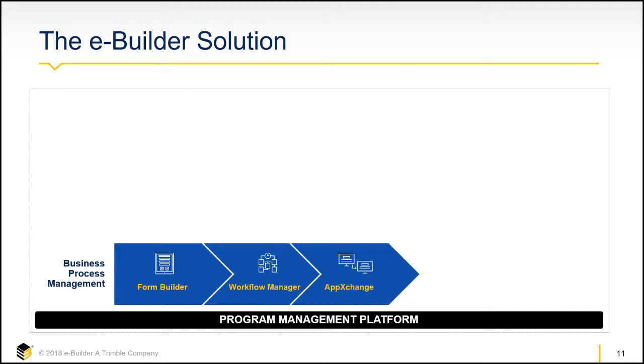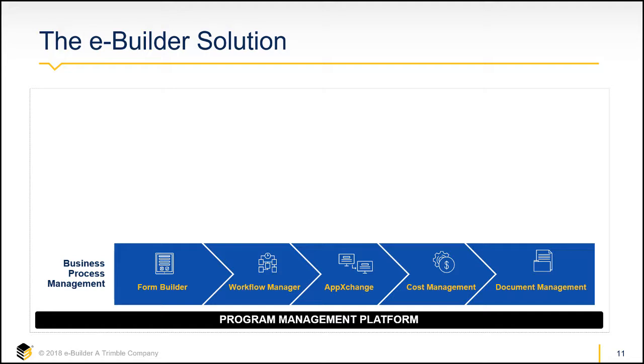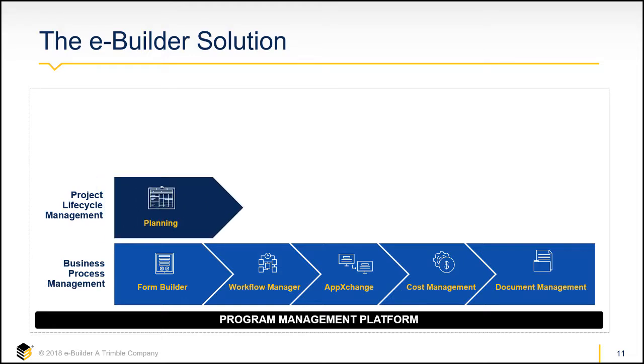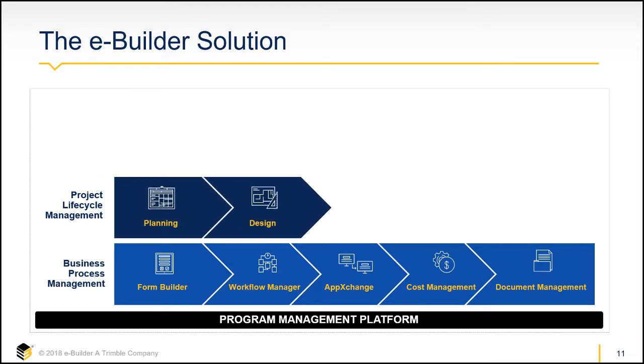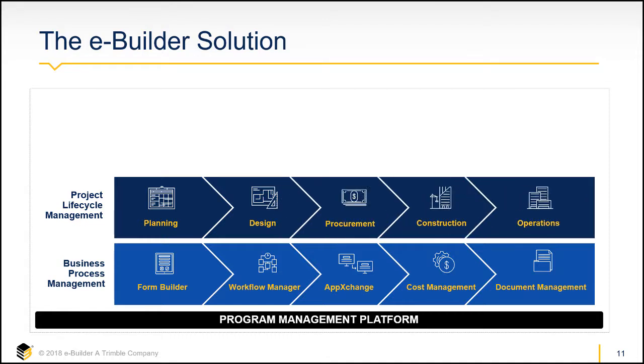You can manage program and project costs, starting with capital planning through estimate to construction baseline and changes. The robust document management system enables automated version control and audit trail. We provide value across the entire project lifecycle, including capital planning, design, procurement and bidding, construction, and facility operations.